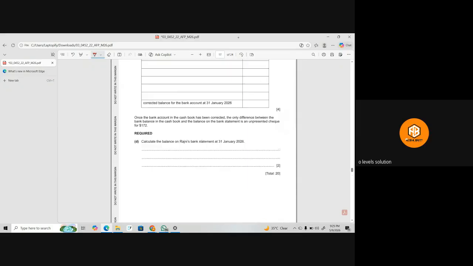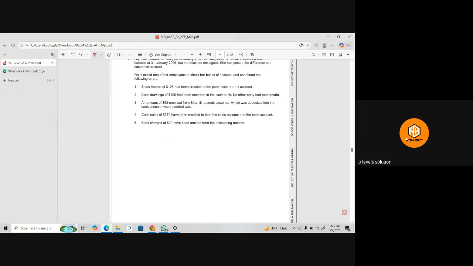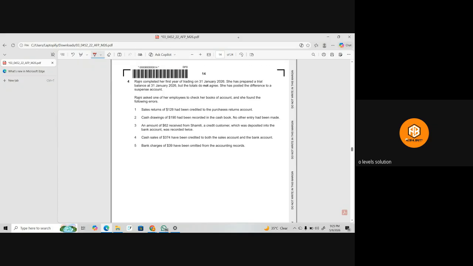Then we have question number 4. They're saying Rajani completed her first year of trading on 31st January 2026, and she prepared a trial balance at 31st January 2026, but the totals do not agree. And she has posted the difference to a suspense account. So we have these errors, and definitely we have to rectify them.